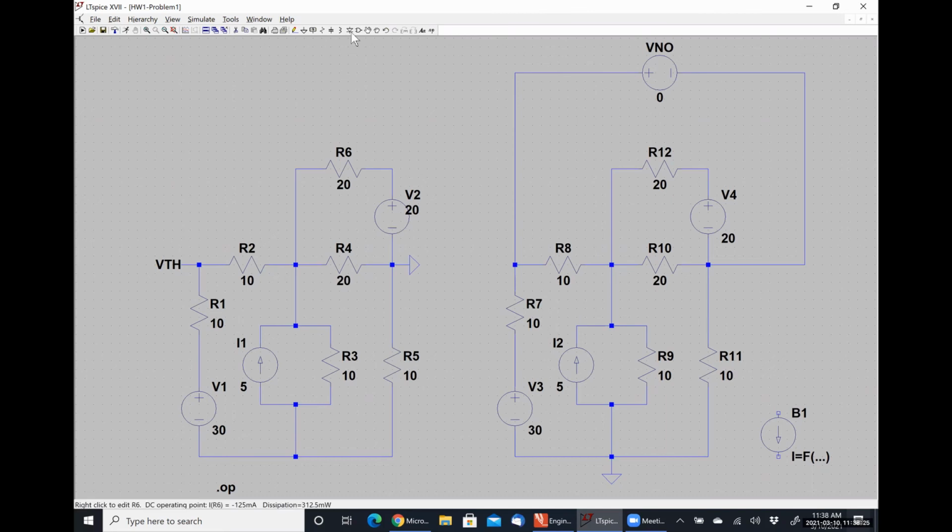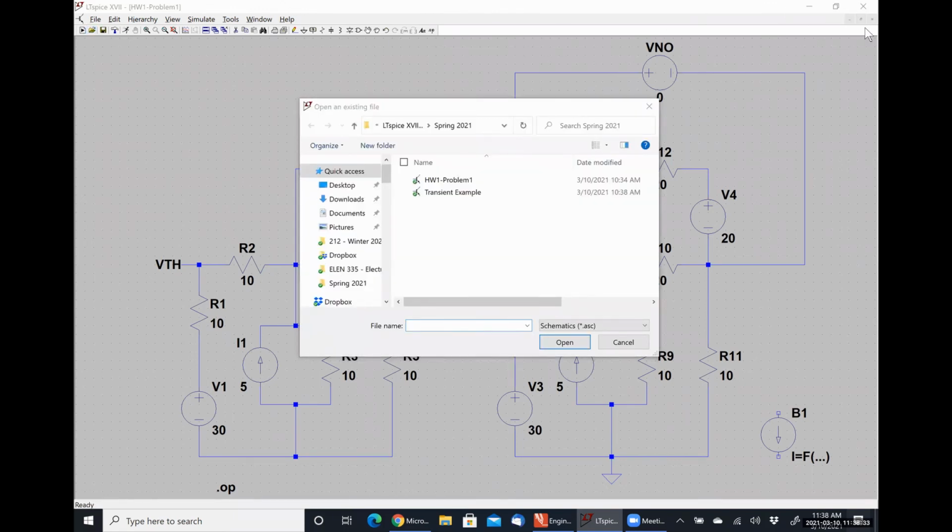The transient analysis that we're going to do is a little bit trickier. Let me close this guy out.